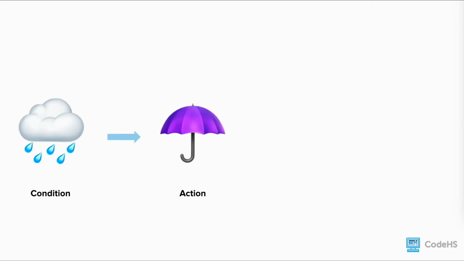Let's look at some examples of real-life if statements. We can say, if it is raining, then you can use an umbrella. As an if statement, it would look like this. It reads, if it is raining, which is the condition, use an umbrella.